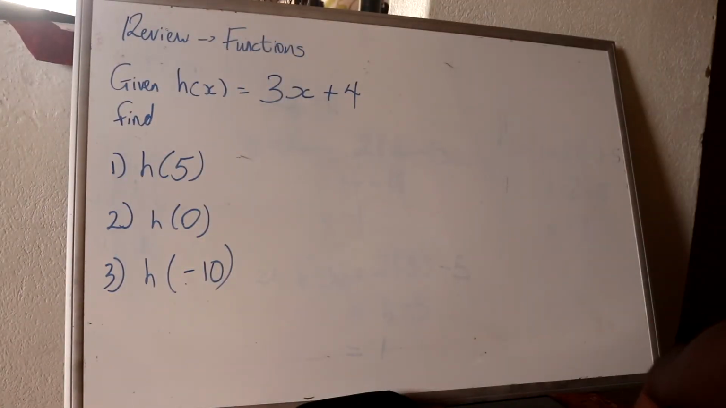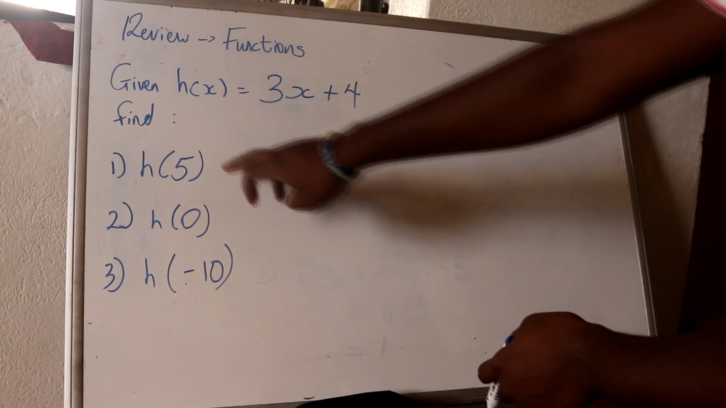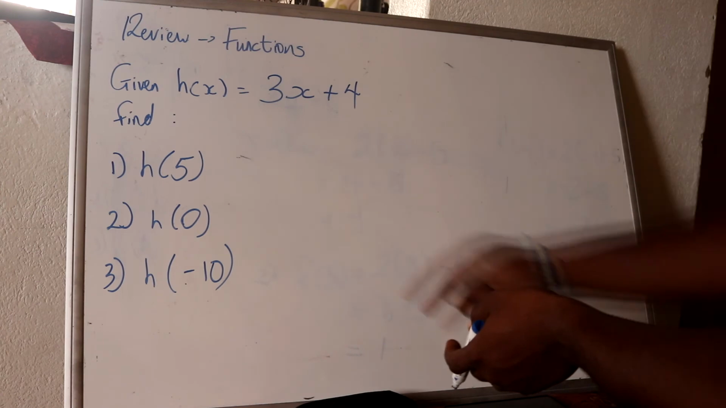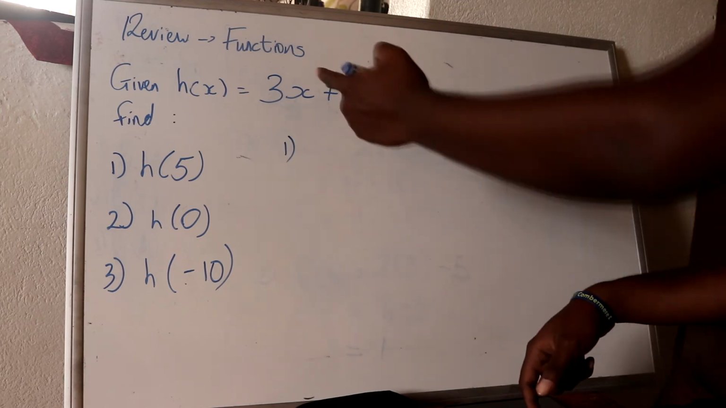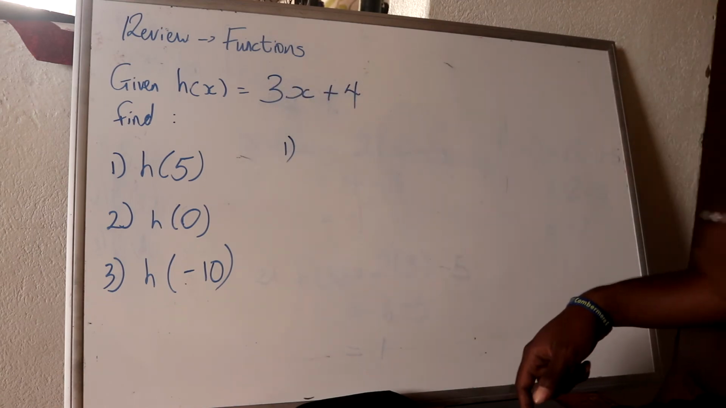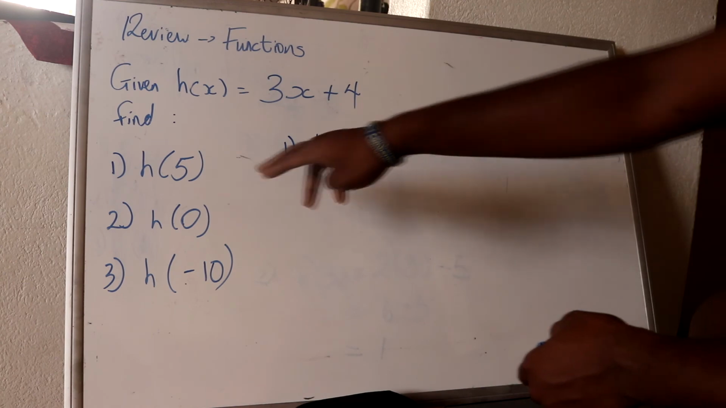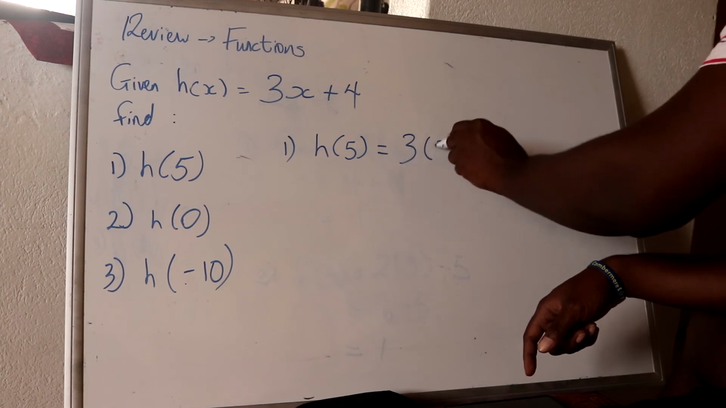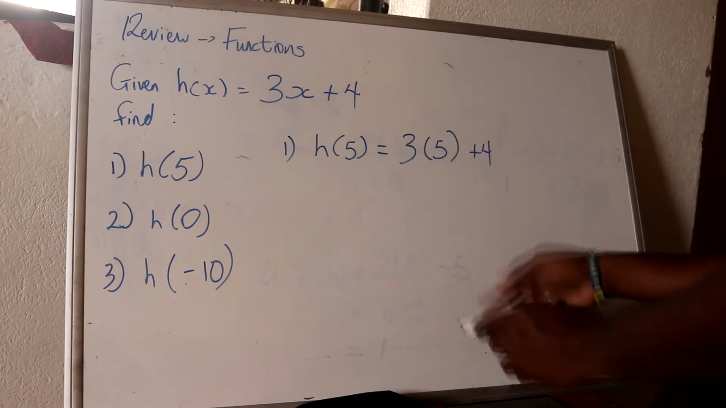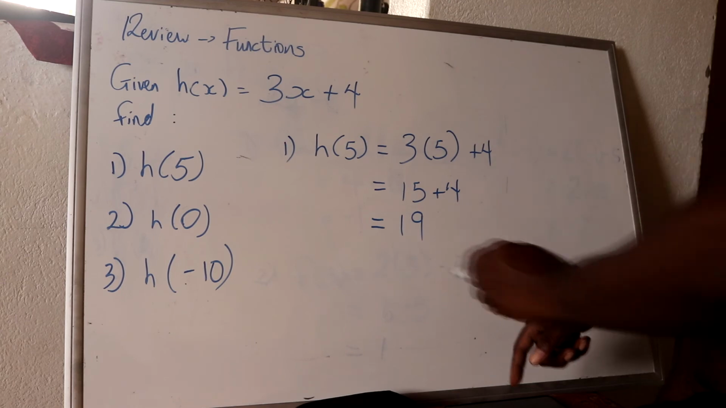So we have that h of x is equal to 3x plus 4. Given that this is our function, we want to find when x is 5, h of 5, when x is 0, when x is negative 10. Let's start with number 1. We're looking at h of 5 now. We simply change the x to what we're looking at, which is 5. So instead of 3 times x, it's going to be 3 times 5 plus 4. 3 times 5 is 15. 15 plus 4 will give us 19.